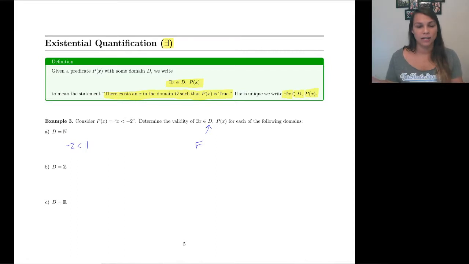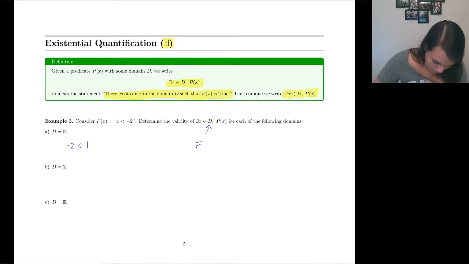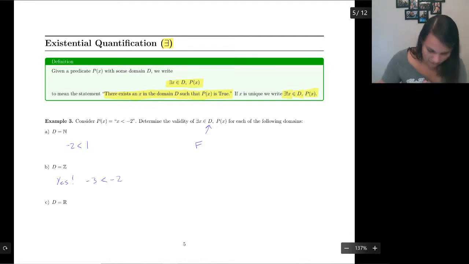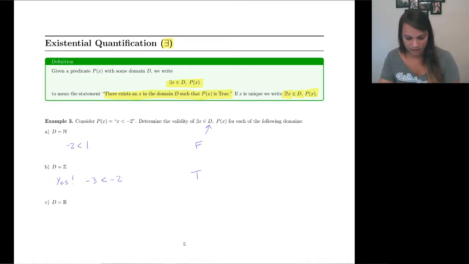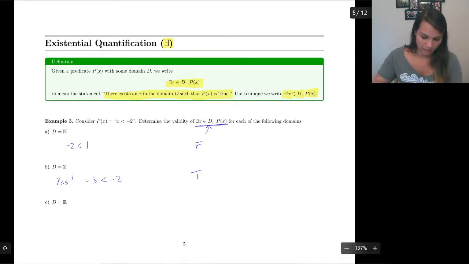Let's do all of the integers. So that means we get 0 and all the negatives. And where the negatives is the important part. Does this ever happen? Yes. -3 is an integer and it is less than -2. So now, does there exist X in D such that X is less than -2, which is that statement right there? That is now a true statement.